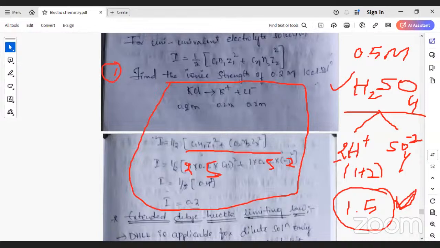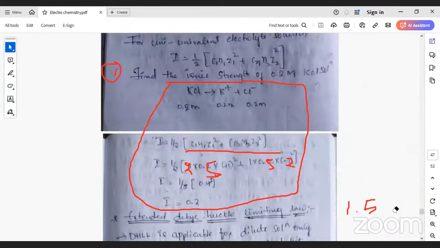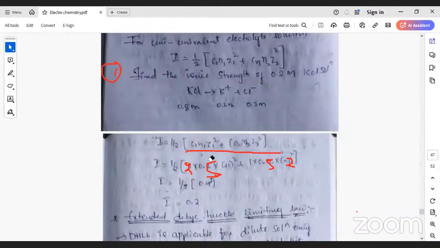So, some other questions I can send to you. You have to do the answers, right? Some questions I will give you on how to calculate the ionic strength of various electrolyte solutions like salts. You have to practice some more examples, then you will get the idea.